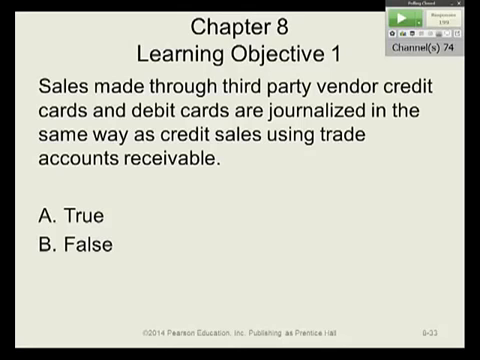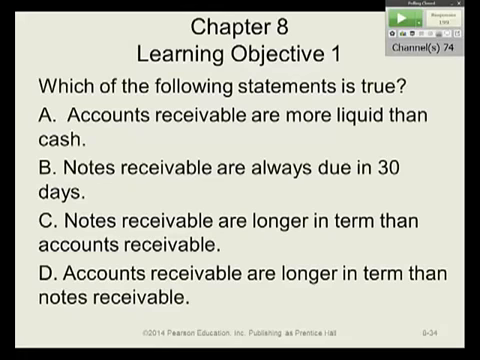Internal credit, the credit that we grant, is treated as a regular debit to accounts receivable and credit to sales. All right, now, got this last one. By the way, this one, what is it? This one's just definitional. C is the answer to this one. Notes receivable are just longer term.